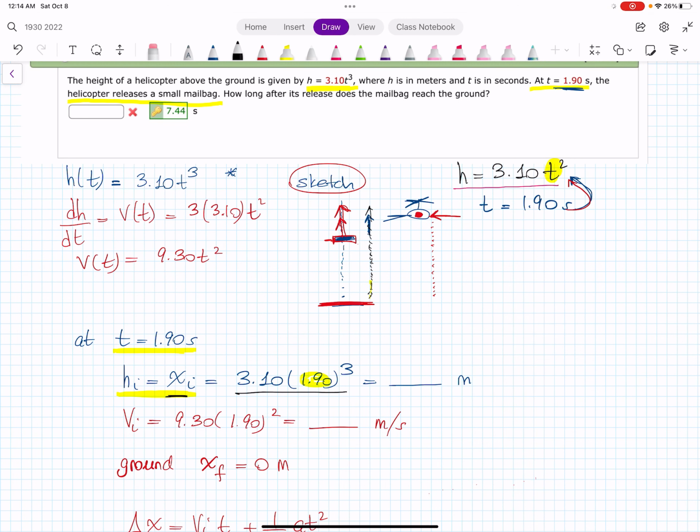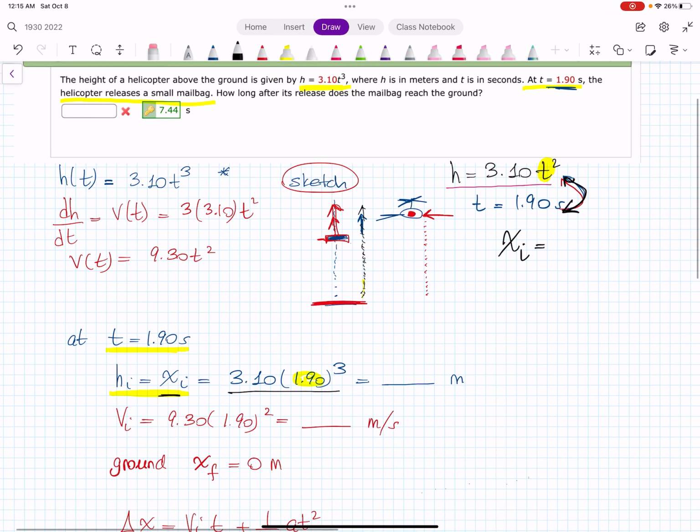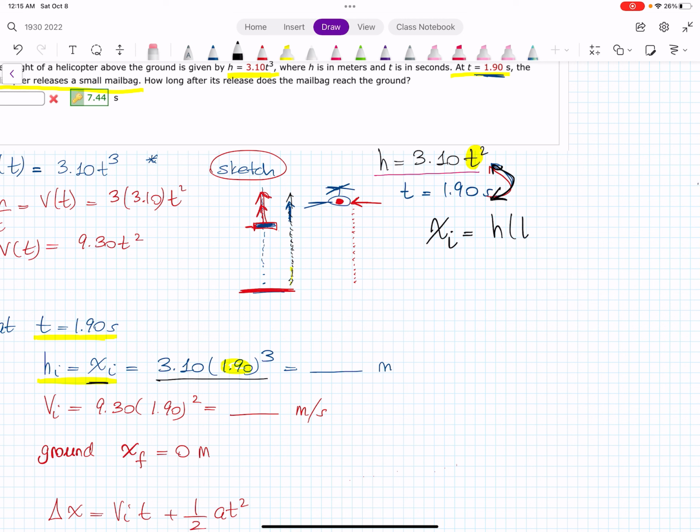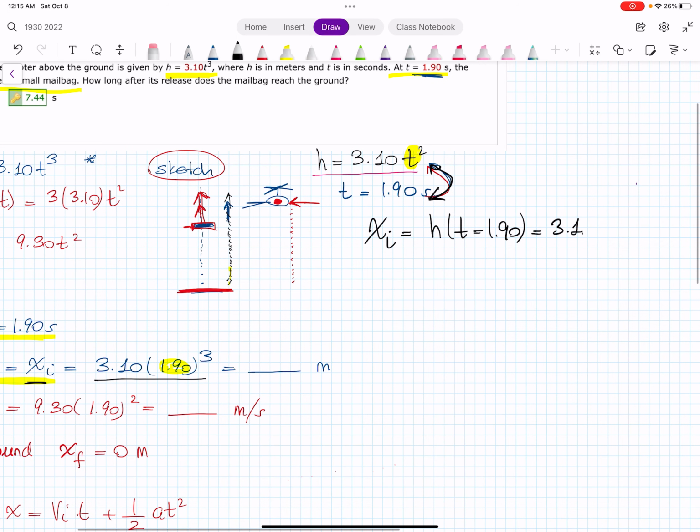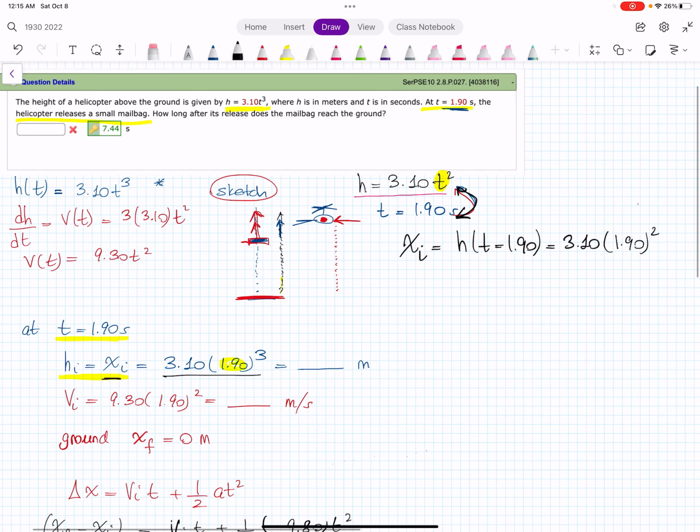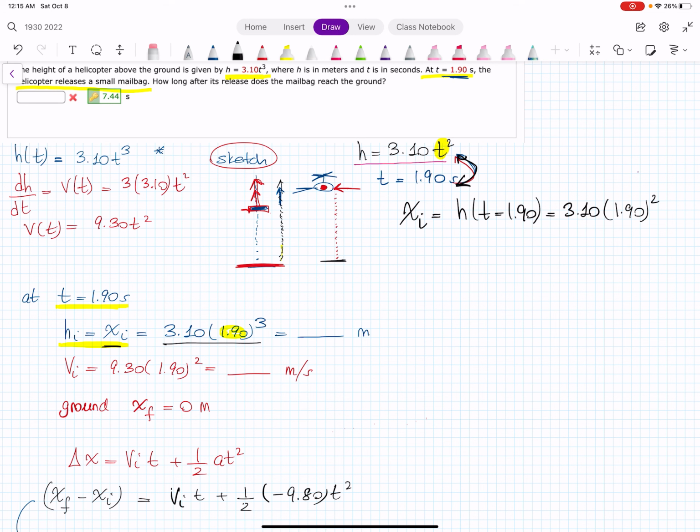So when you combine these two pieces of information, you're going to get the initial position. The initial position is the height at t equal to 1.9 seconds. Plug in 3.10 t cubed, with t equal to 1.9, and that's going to give you x sub i. That's your initial position. Tell me, what is the final position? The mailbag is going to hit the ground, so x sub f is going to equal 0 meters. Very good. So you have one-dimensional motion, 1D motion.